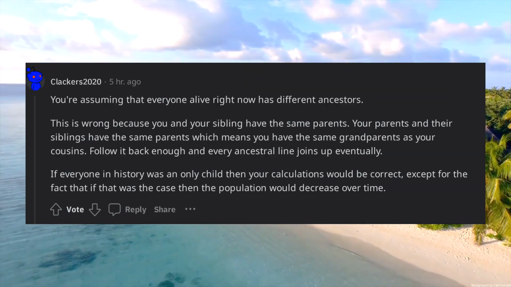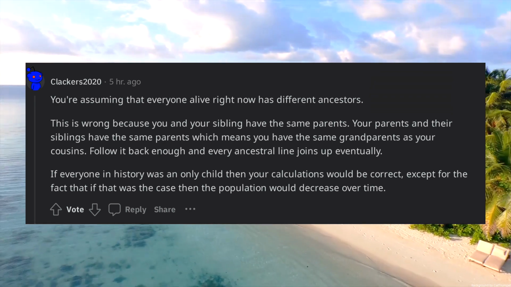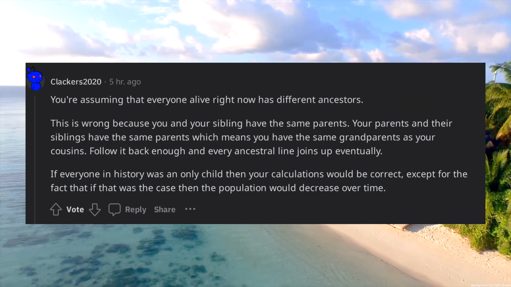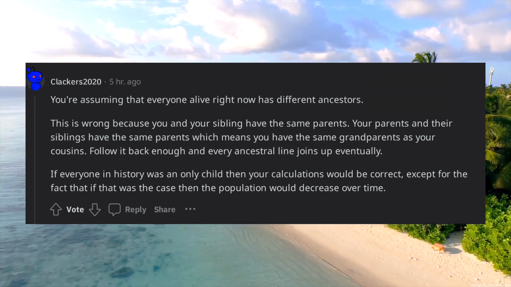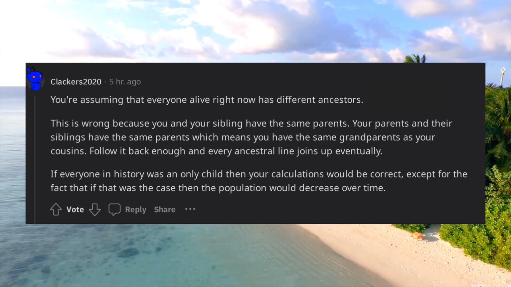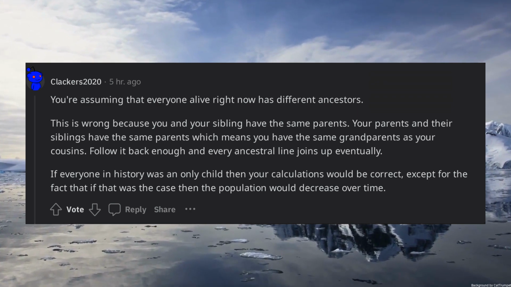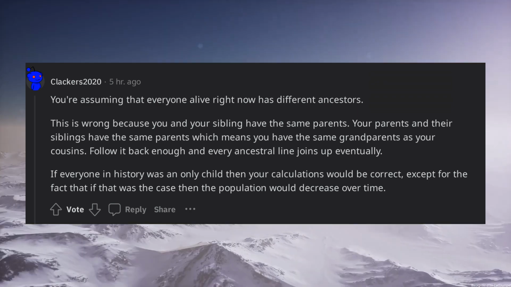You're assuming that everyone alive right now has different ancestors. This is wrong because you and your sibling have the same parents. Your parents and their siblings have the same parents, which means you have the same grandparents as your cousins. Follow it back enough and every ancestral line joins up eventually. If everyone in history was an only child then your calculations would be correct, except that if that was the case then the population would decrease over time.